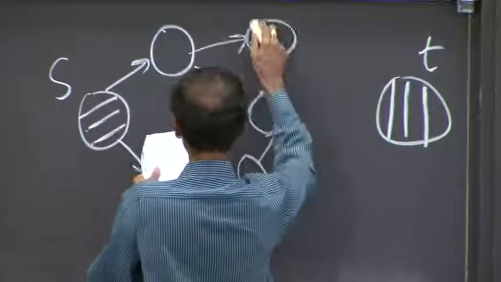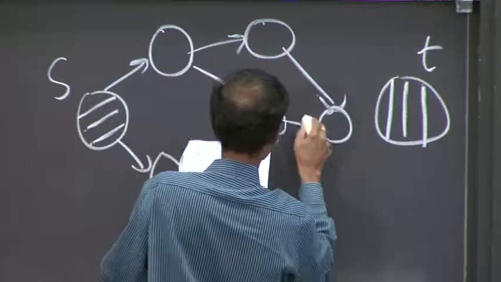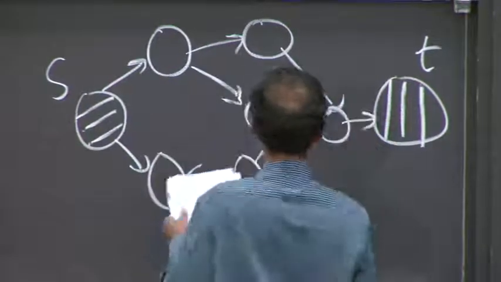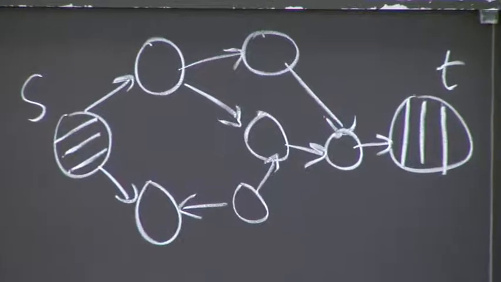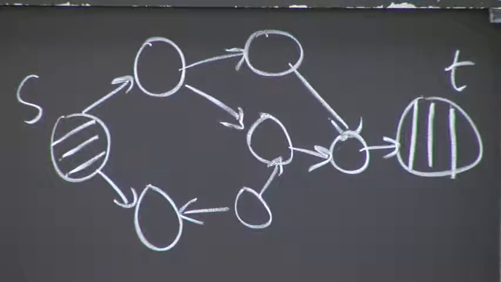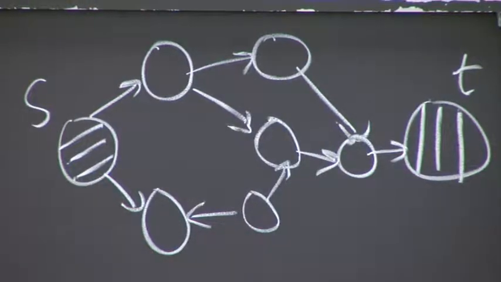Corresponding to this graph here. And what you do is you alternate search in the forward direction and the backwards direction.